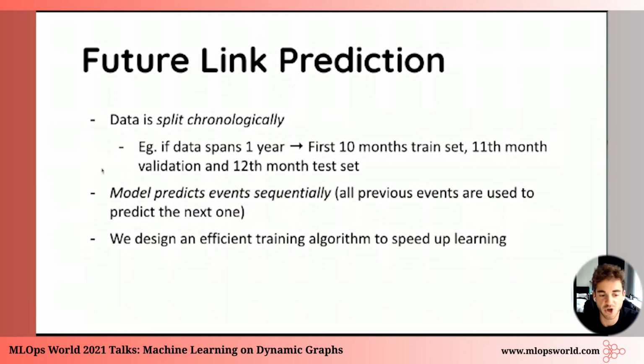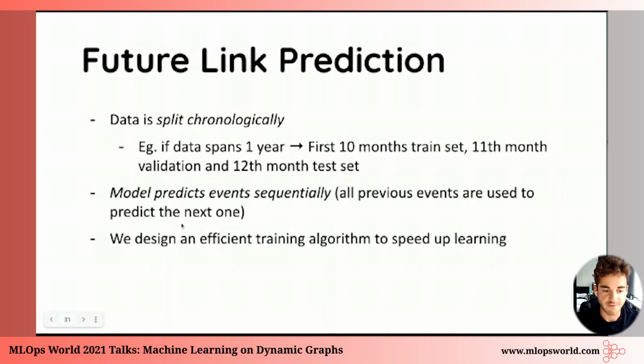Also, the model predicts all events sequentially. So we always predict what's going to happen next, the next edge, and we use all previous edges as input to the model when predicting the next one. In our paper, we introduce a new efficient training algorithm, which is very important to speed up learning, which otherwise would be very, very slow.